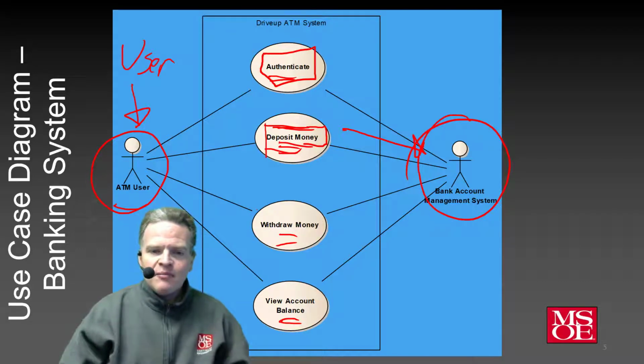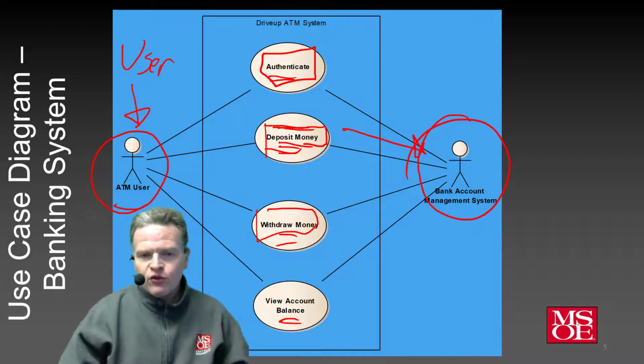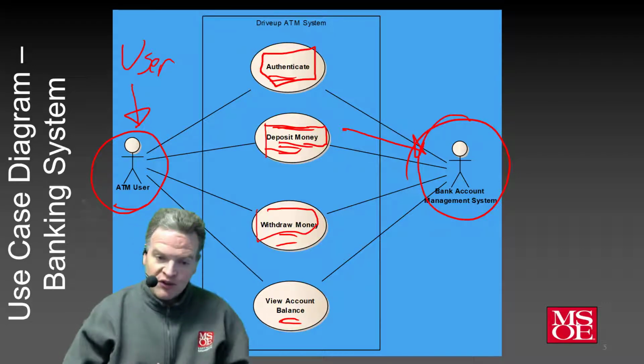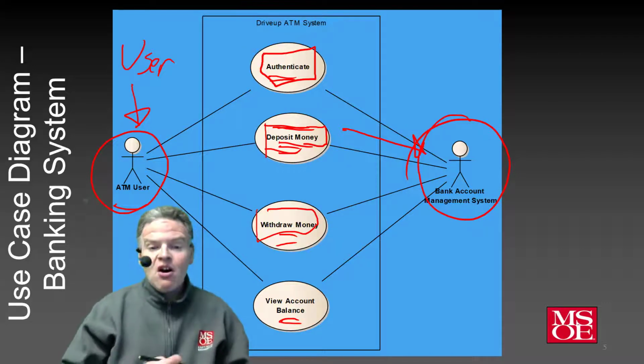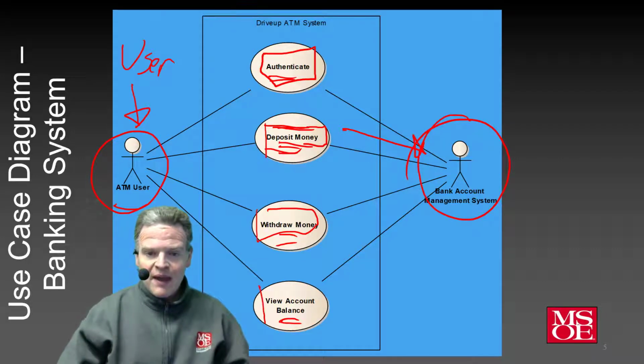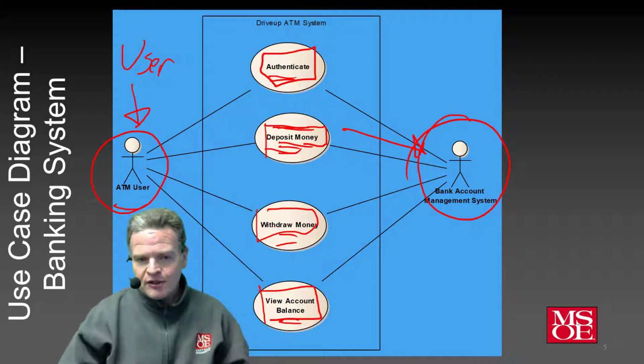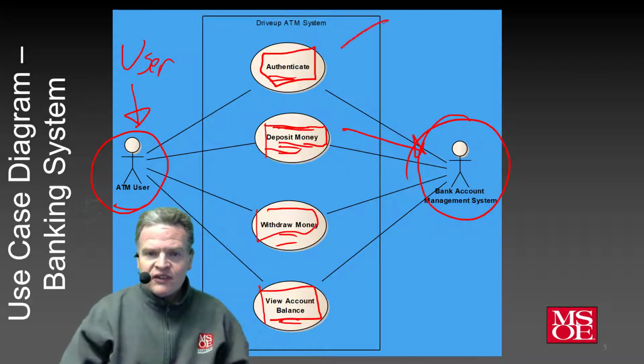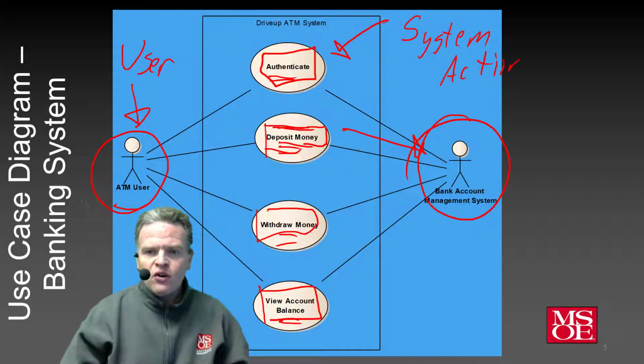Withdrawing money is the same type of scenario, where the user will enter information about what their account is, how much they'd like to withdraw, and all the various steps that you need to complete in order to withdraw money. The view account balance is a similar type of thing. Each of these things listed here are essentially the system actions, or the use cases, how we would use the system.